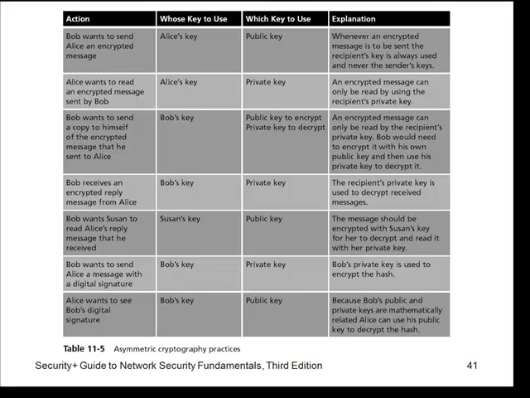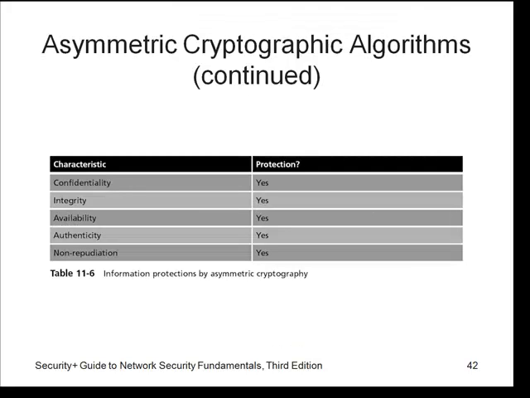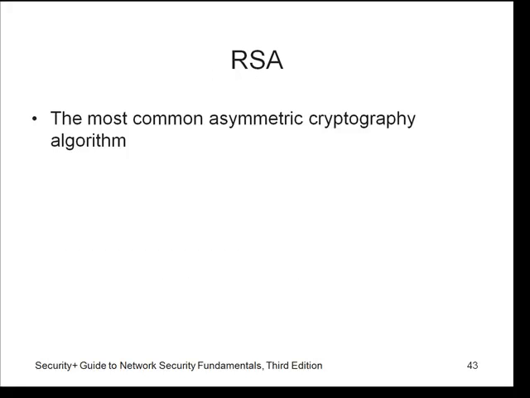You can look at this thing, action, whose key to use, go through this table. When do you use which key? Asymmetric encryption gives us a little bit of everything: confidentiality, integrity, availability, authenticity, and non-repudiation. Non-repudiation is based on the digital signature. These are some of the algorithms.